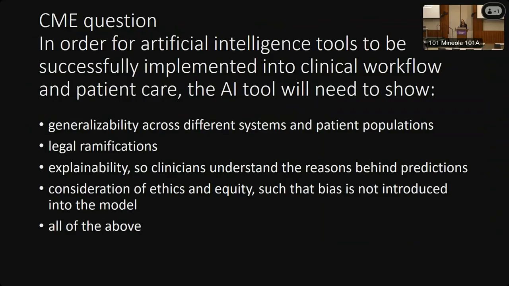All right, so here's another CME question. In order for AI tools to be successfully implemented, the AI tool will need to show generalizability across systems and patient populations, thought on legal ramifications, explainability, and consideration of ethics and equity, or all of the above. So hopefully I've convinced you the answer is all of the above.